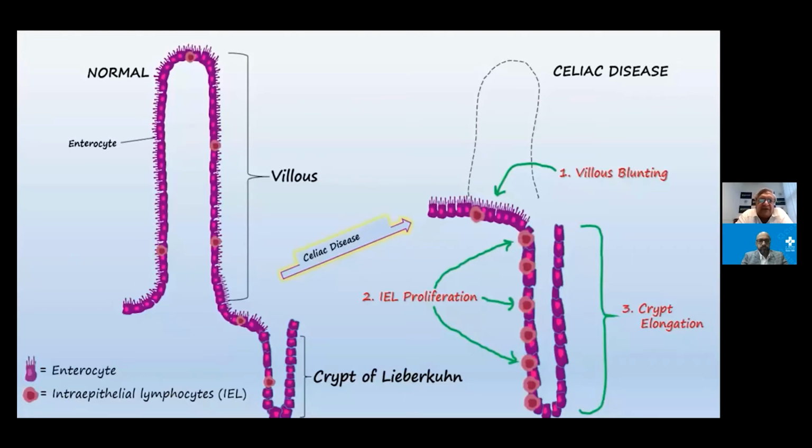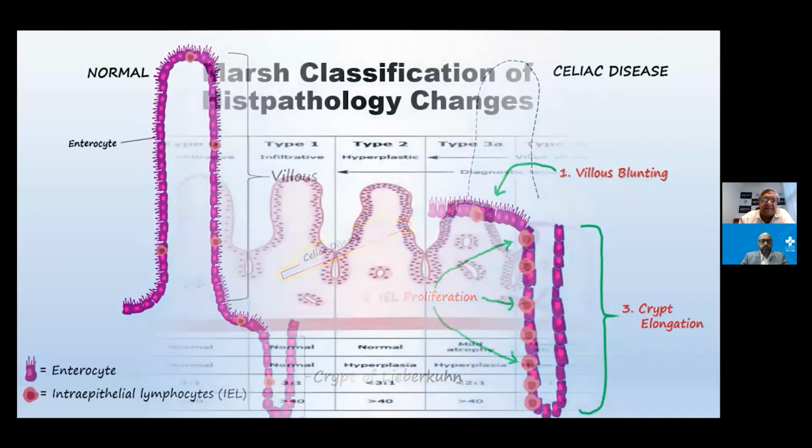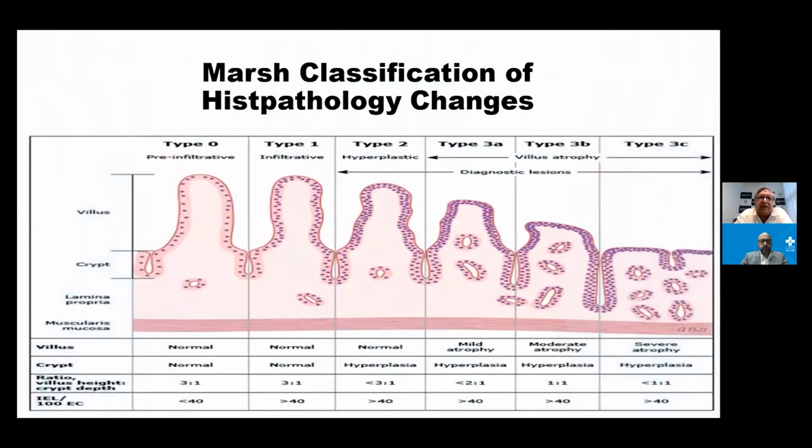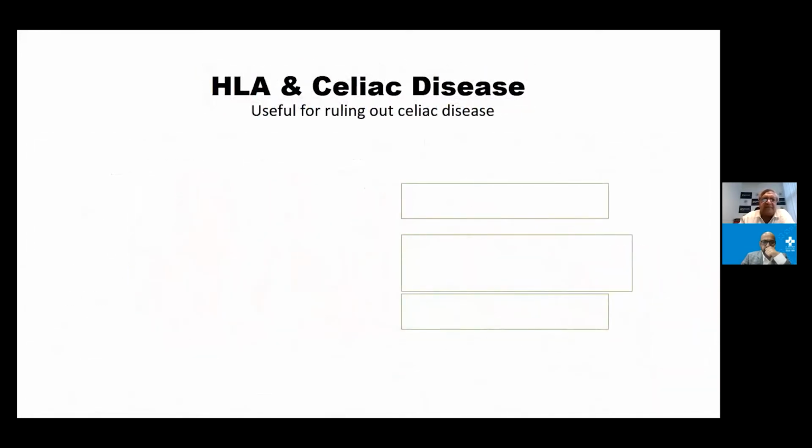There is proliferation of intraepithelial lymphocytes, and there is crypt elongation. So these three changes occur in celiac disease. This was used by Marsh to classify the changes into type 1 change, type 2, type 3A, B, and C, indicating how seriously the villus has been damaged, what is the severity of the disease.